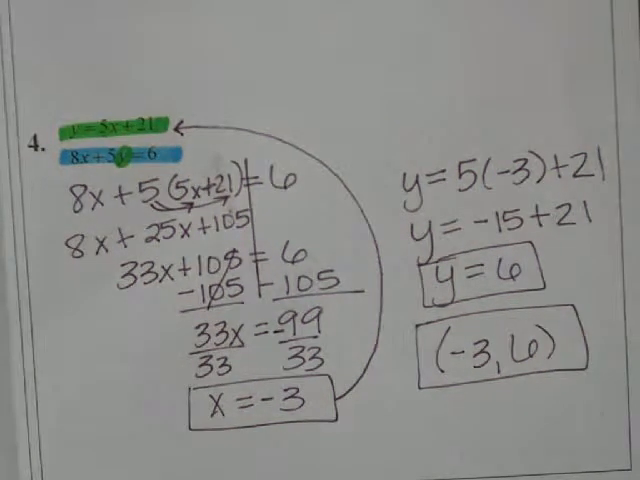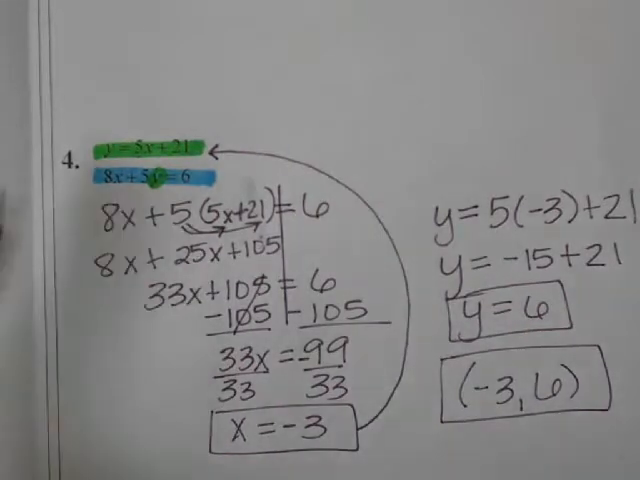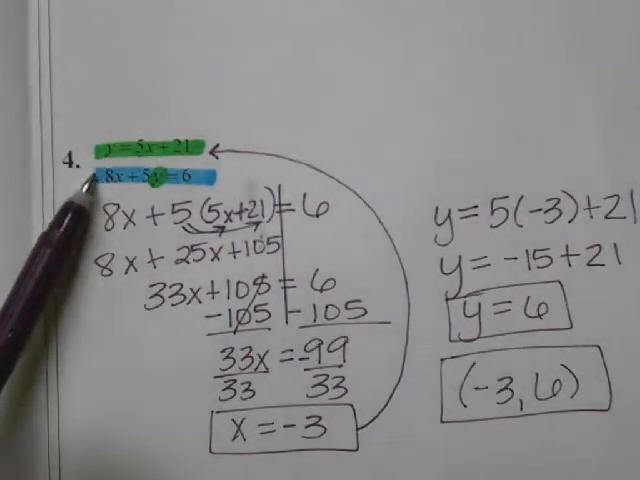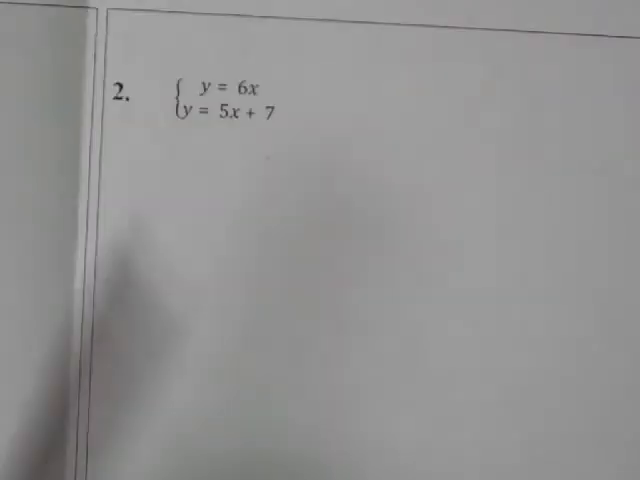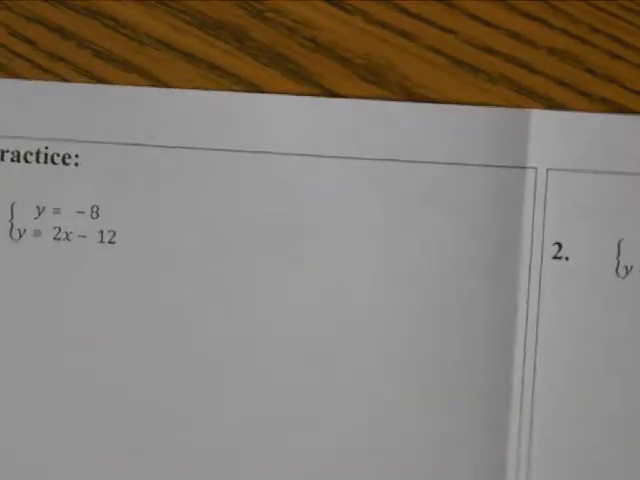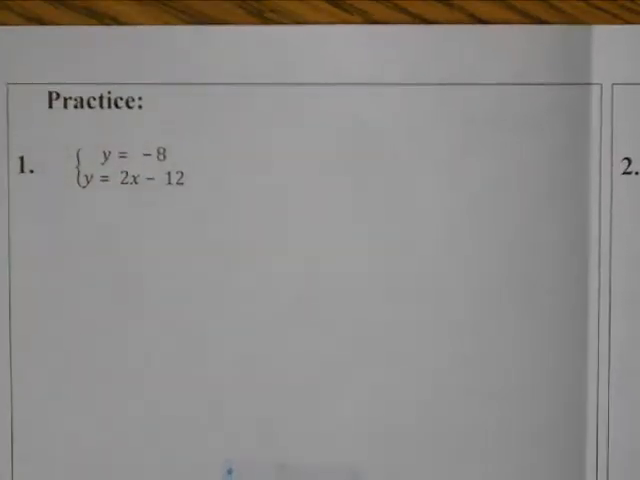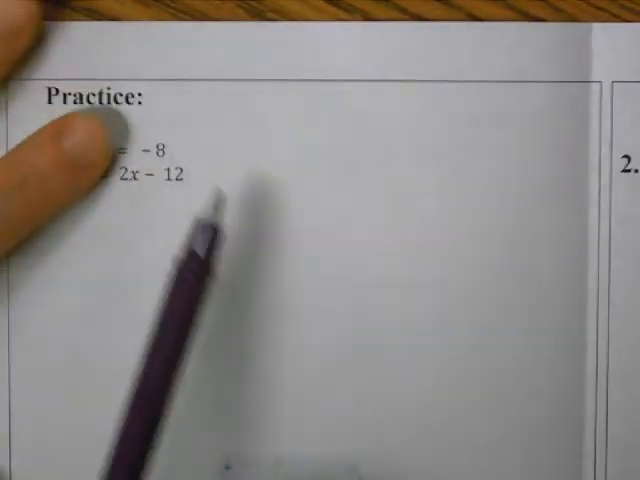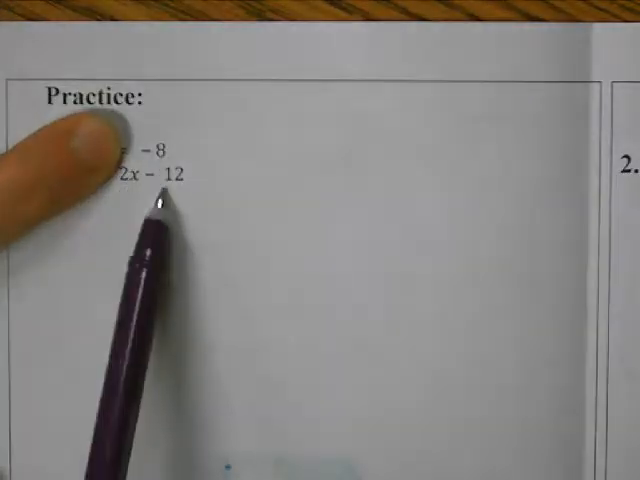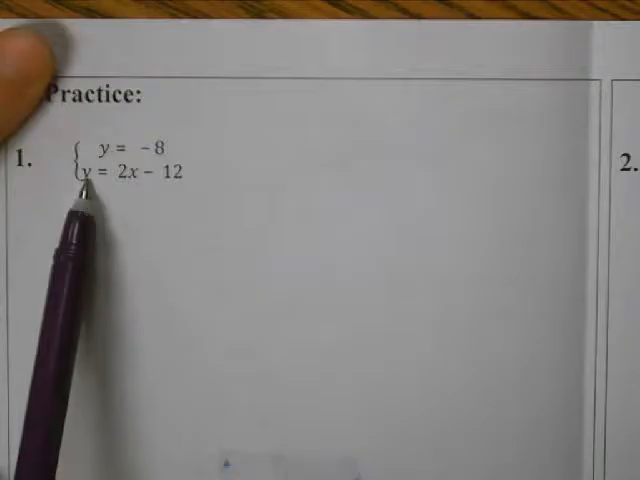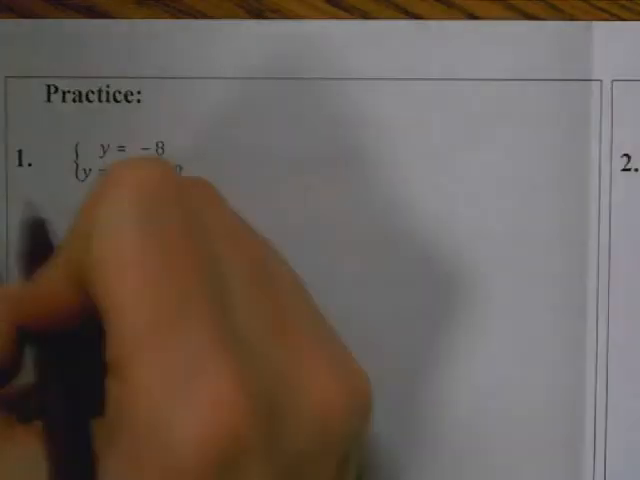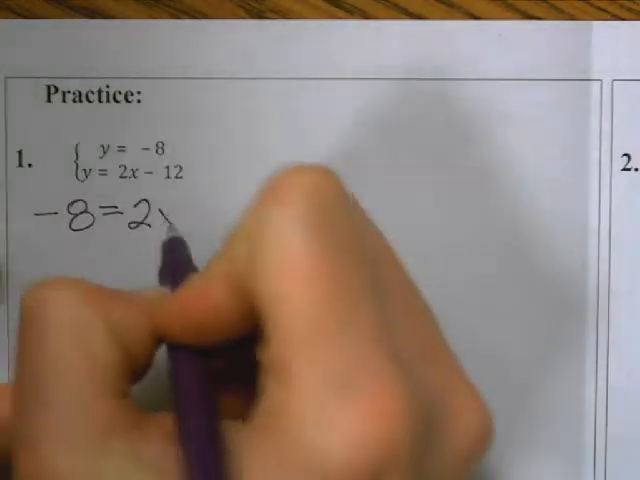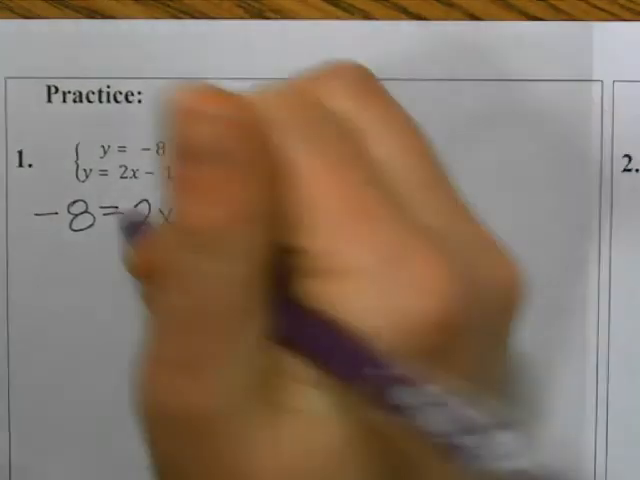Alright. Examples 1 and 2 are a little bit different, because if you notice on 4, do you see how it says x and y on opposite sides and x and y on the same side? But on example 2 and example 1, they both say y equals. Okay? So if two things are equal to the same number or the same set of numbers, then you can say that they're equal to each other. So if this one says y equals and this one says y equals, all you do is say negative 8 is equal to 2x minus 12, because they both equal the same number. Okay? So negative 8 equals 2x minus 12, and then you just solve that.